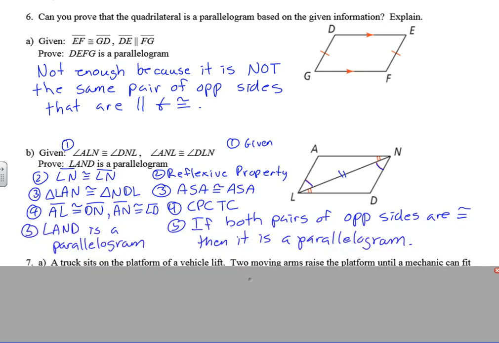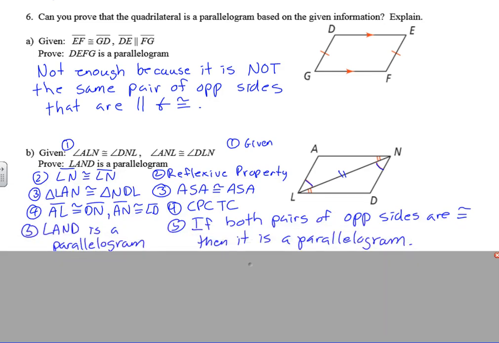Okay, I'm going to do a proof here. So in this case we've got our givens. I kind of tried to fit it in the space here, so I just sort of made my statement and reason up here for number one, what we're given. Number two, I said LN is congruent to LN. We know that by the reflexive property.